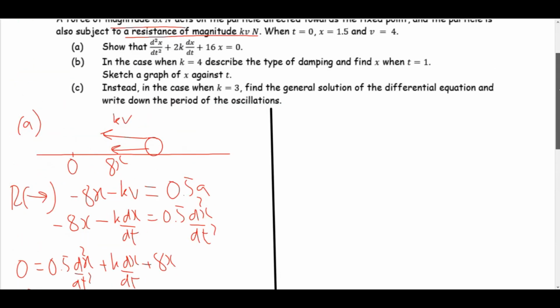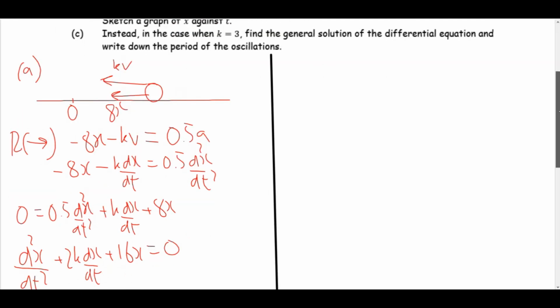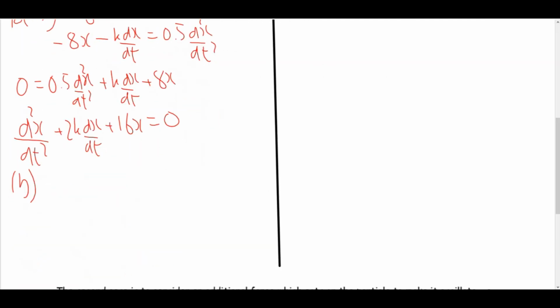Okay, it then says the following. In the case when k is 4, describe the type of damping and find x when t is 1. Sketch the graph of x against t. So we know that k is 4, so we know that the differential equation we need to solve is d2x by dt squared plus 2 times 4 is 8 dx by dt plus 16x is equal to 0.